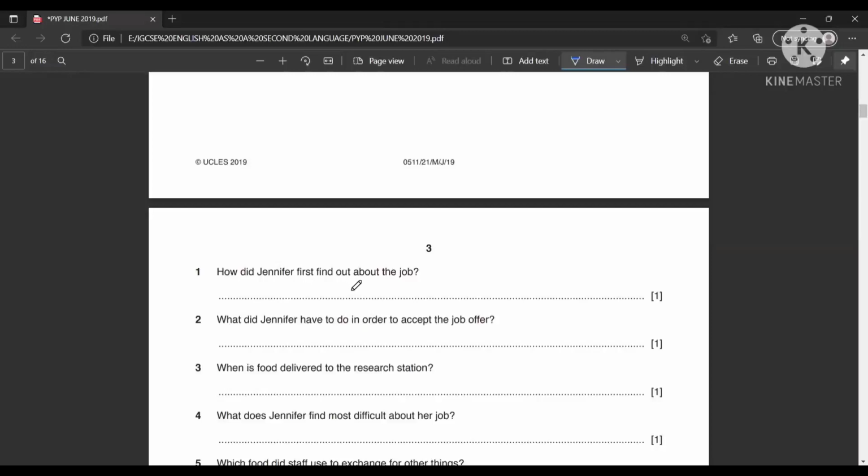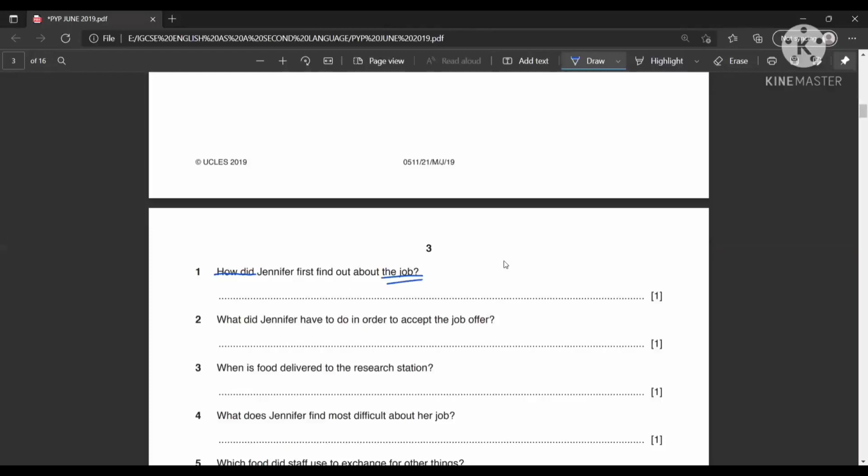How did Jennifer first find out about the job? So what it is asking is how Jennifer was able to find out about the job. So what are the keywords? This is: how did Jennifer first find out about the job.